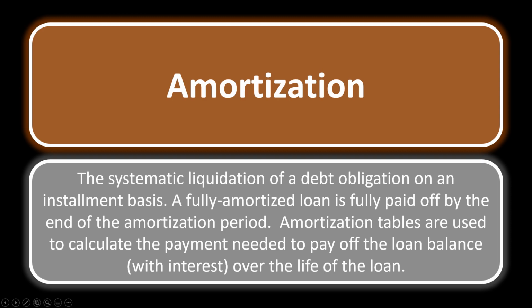Amortization tables are used to calculate the payment needed to pay off the loan balance with interest over the life of the loan. So the amortization table basically says what the actual payment is, as well as how much is going towards interest and how much is going towards principal.